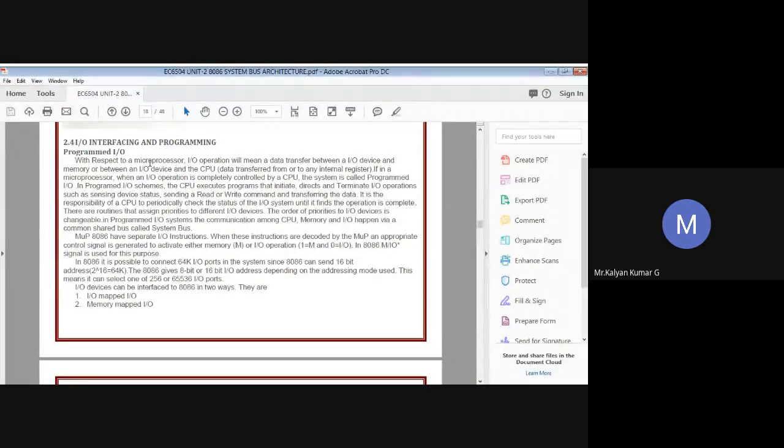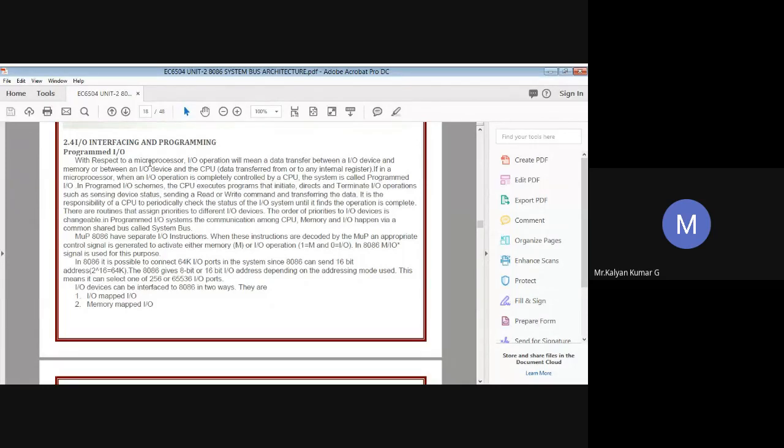As I said previously, data transfer schemes can be broadly classified into 3 categories: programmed IO, interrupt driven IO, and DMA. Programmed IO is further classified into 2 types: standard IO, also called isolated IO, and memory mapped IO. Interrupt driven IO is classified into 2 types: external interrupts and internal interrupts. External interrupts are maskable and non-maskable.